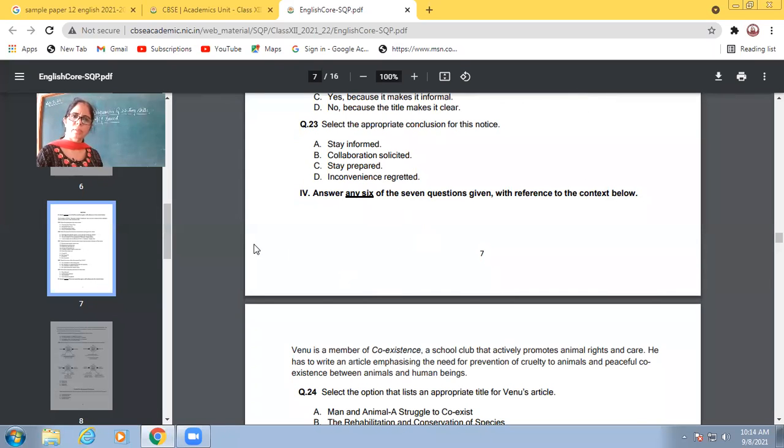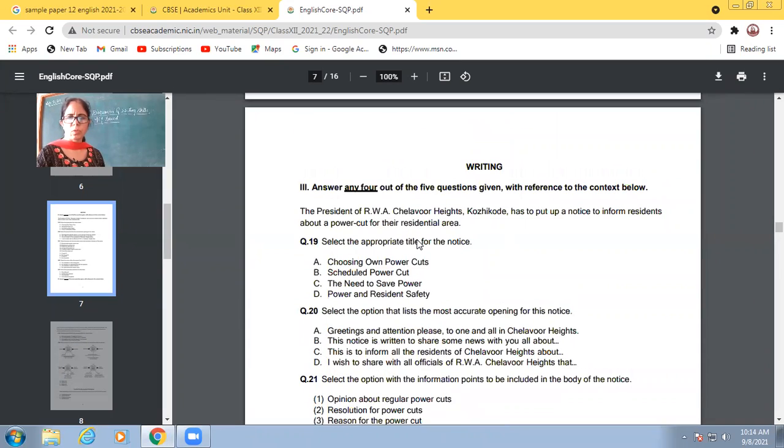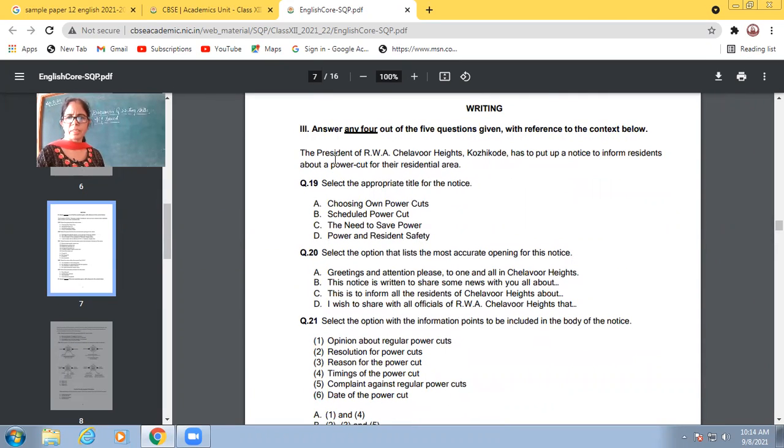Good morning, students. So we were already discussing the MCQ based writing skills that day, and we'll be continuing with that. So notice writing we had almost discussed, right? Those who were not there can see again: the president of RWA, Shelbur Heights, Kozhikode has to put up a notice to inform residents about a power cut for their residential area.